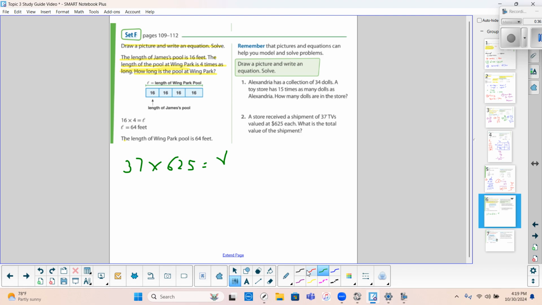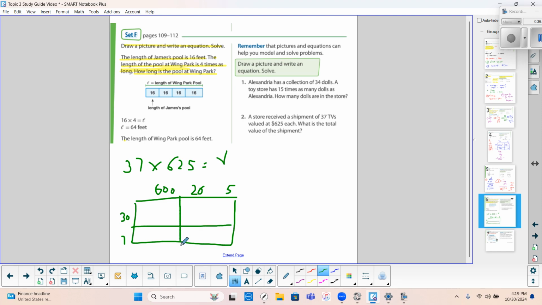I'm actually going to use the array method to do this. So I'm going to call 625 600 plus 20 plus 5. And I'm going to call 37 30 plus 7. Okay? So now, if I do this piece by piece, and you don't have to do it, you could use the traditional multiplying like I have for most problems, but let's just see how this works.